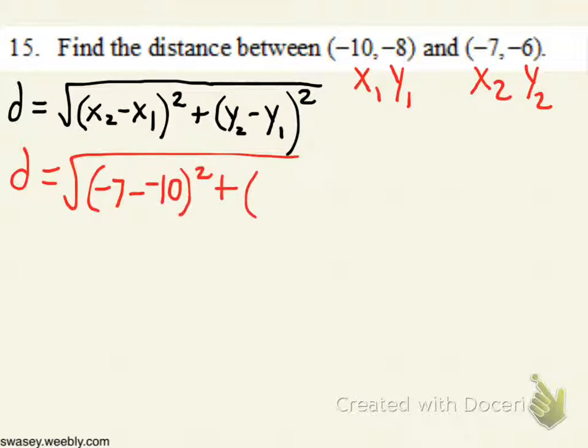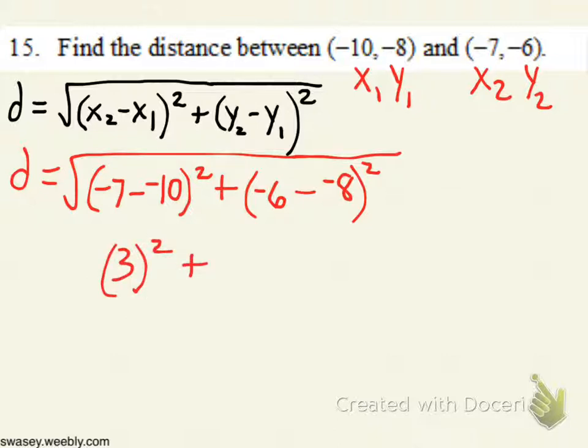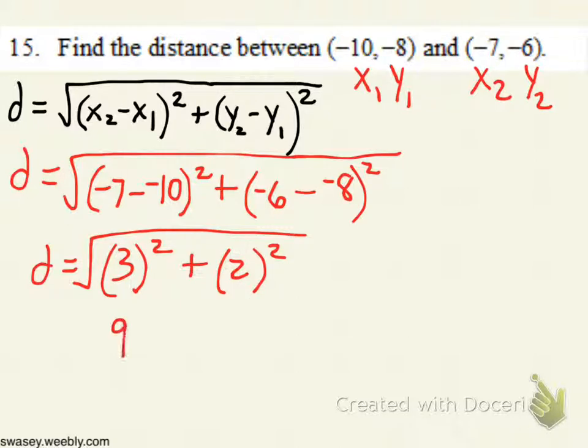squared, and then y sub 2, negative 7 minus negative 6. Negative 6 minus a negative 8. Subtract those, you get positive 3 squared plus positive 2 squared. 3 squared is 9, 2 squared is 4, so we get the square root of 13.